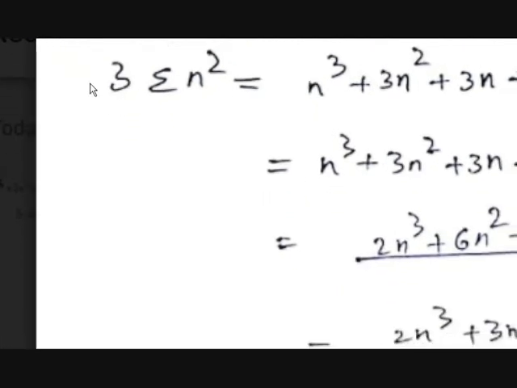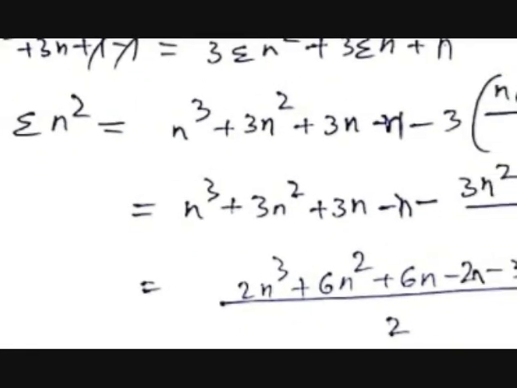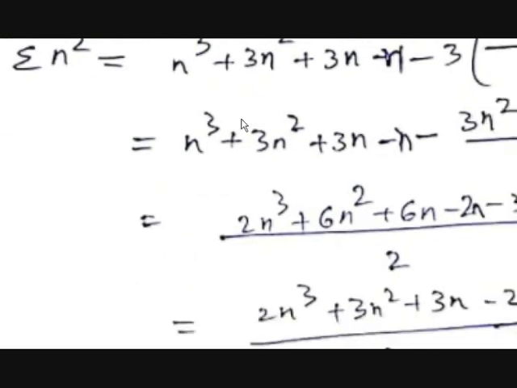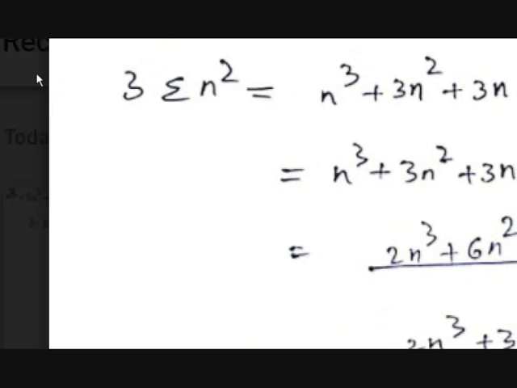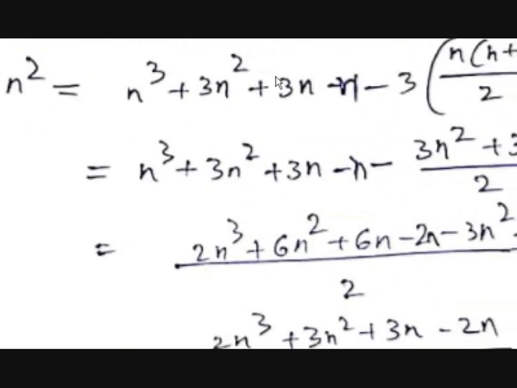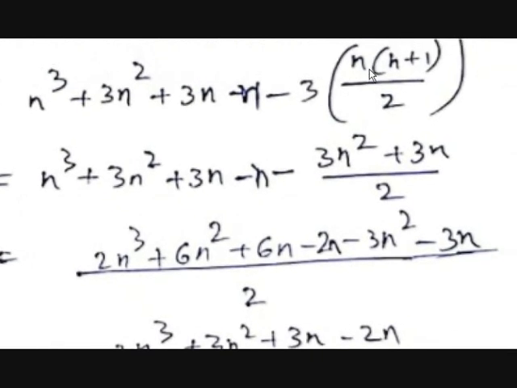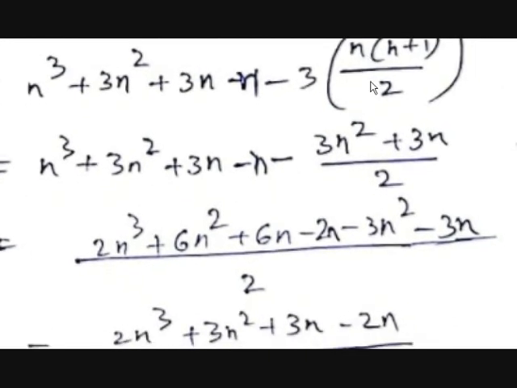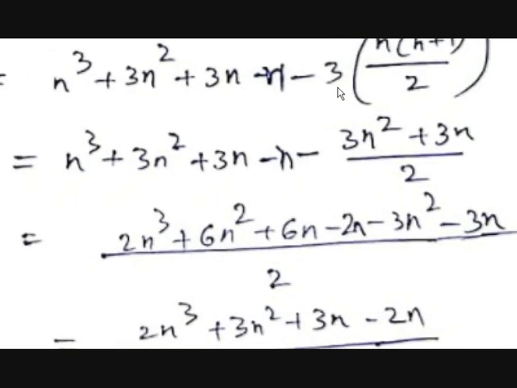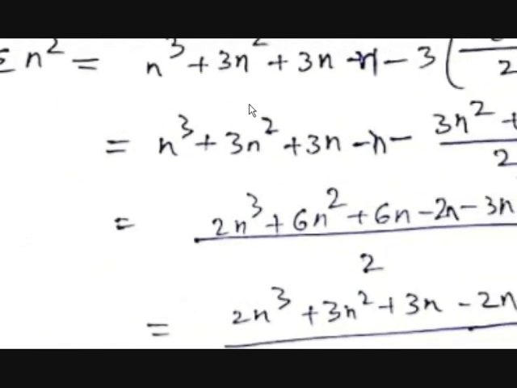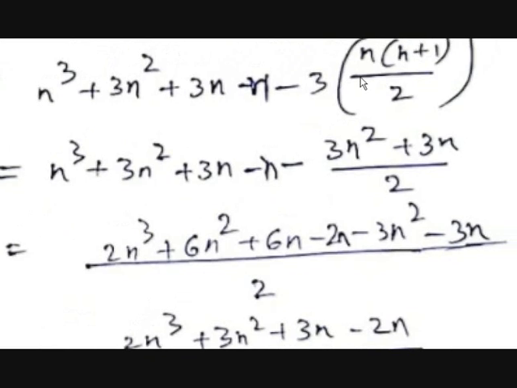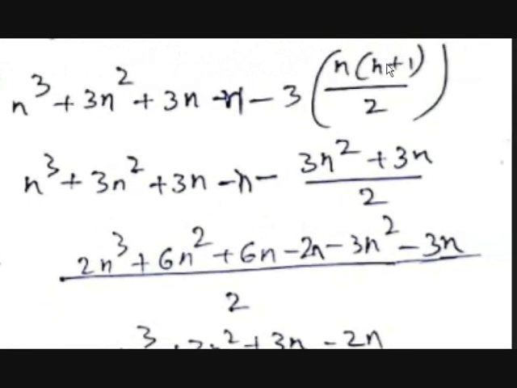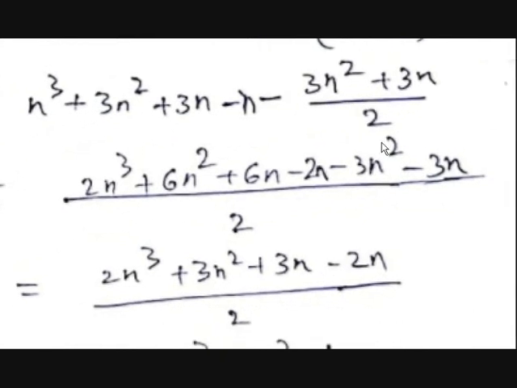Now, 3 into summation of n square, what will it be? Just send everything else to the other side except 3 into summation of n square. So n cube plus 3n square plus 3n, which is on the right-hand side, minus n minus 3 into summation of n, which is n into n plus 1 by 2. That is equal to n cube plus 3n square plus 3n minus n minus, if we multiply these two, n square plus n into 3, so 3n square plus 3n by 2.